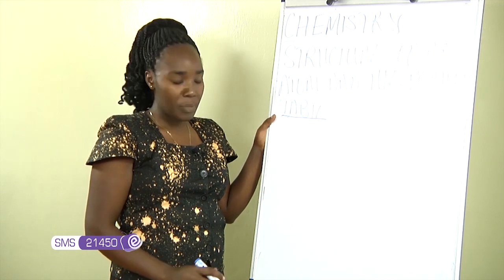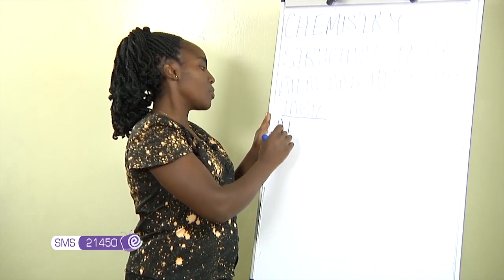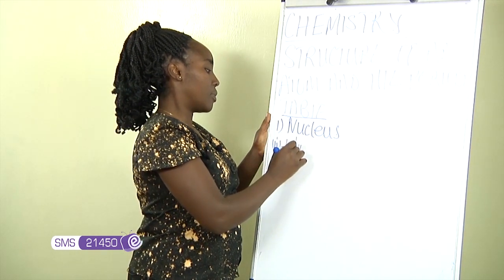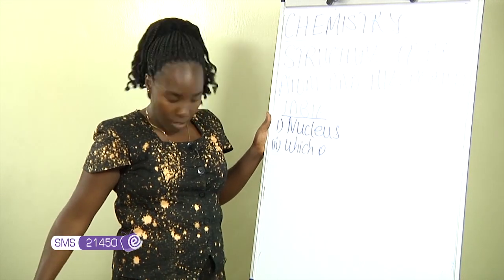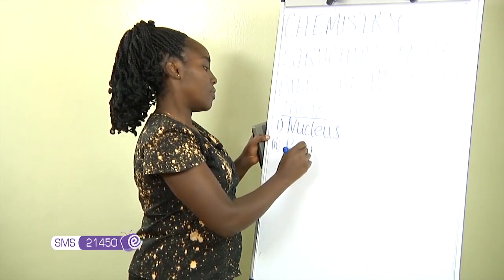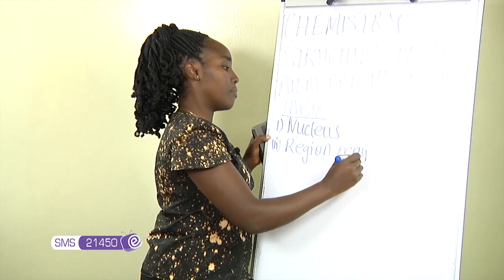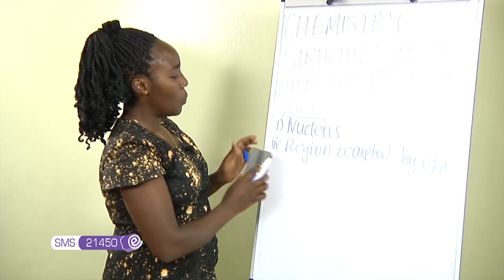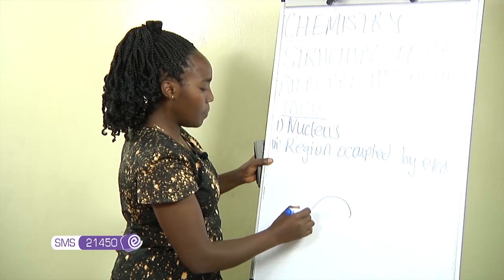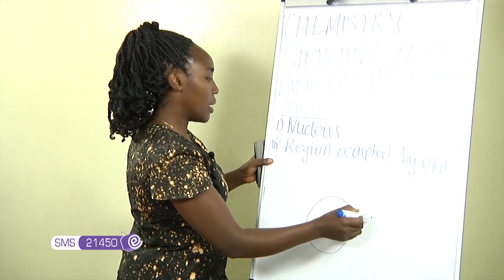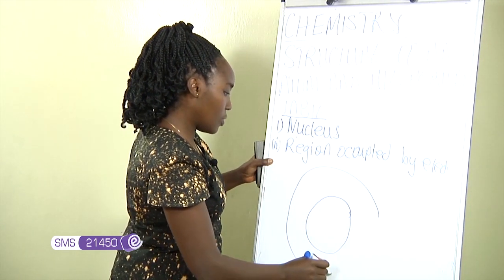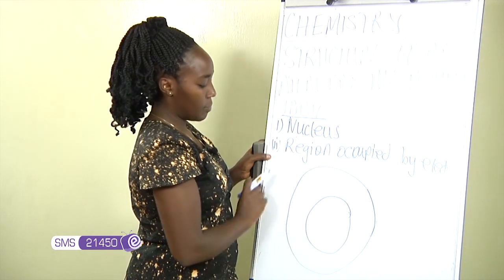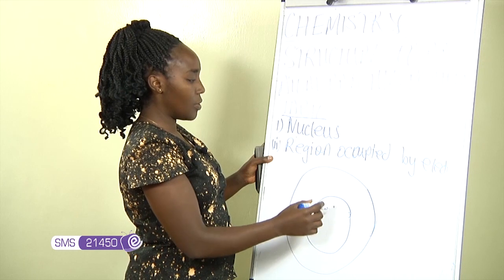The structure of the atom is made up of 2 regions. We have one, a region which we are calling the nucleus, and 2, a region occupied by electrons. Diagrammatically, we can represent the structure of an atom this way. The innermost part is what we are calling the nucleus, and we have an outermost region. And the outermost region is simply a region which we call the shells. So the shells simply are to the outside, and we have the inner region which we call the nucleus.